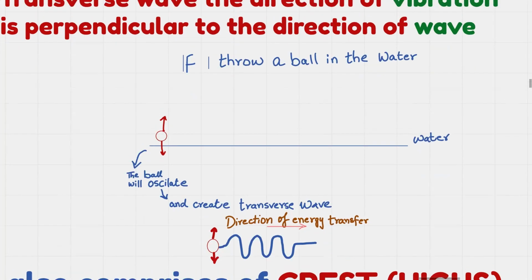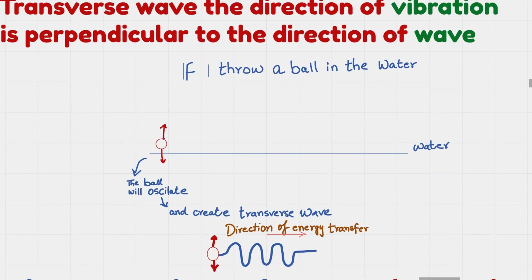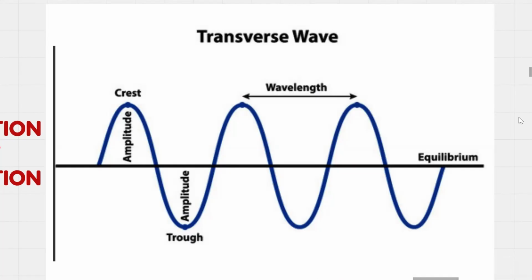So, as you guys can see in this, the direction of energy transfer is going on the right hand side. When the ball is oscillating, it's basically creating that sinusoidal wave, which is the transverse wave. In this wave, we have two things to majorly see. The first one is the highest point of the wave, which you can see is a crest, and similarly the lowest point of the wave is a trough.